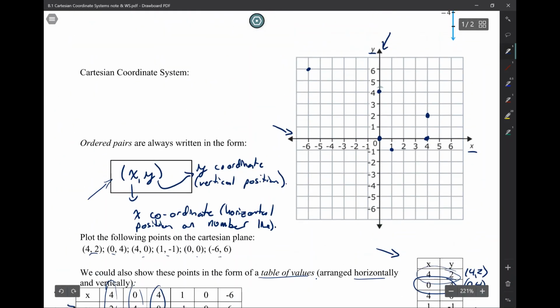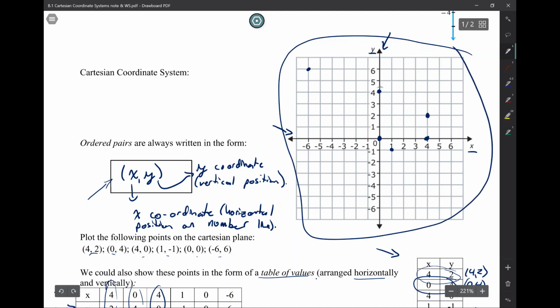One last thing, we do see that there are 4 what we call quadrants, so there are 4 sections to the Cartesian coordinate system here. We have the one that is positive x and positive y, and we call that quadrant 1. And we have the one that is negative x, positive y, we call that quadrant 2. We have the one that's negative x, negative y, we call that quadrant 3. And finally, we have positive x, negative y, we call that quadrant 4.